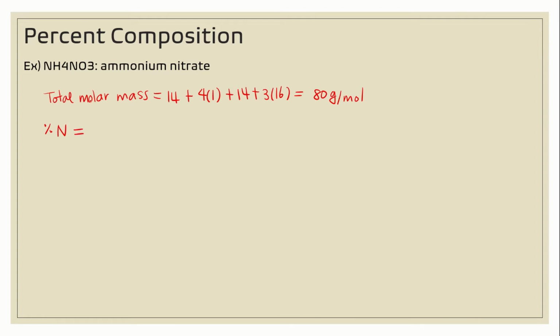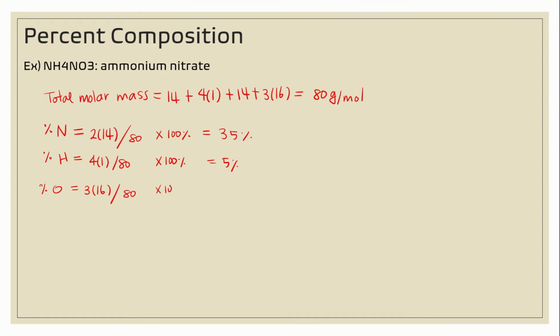So for nitrogen, there are 2 nitrogens, so 2 times 14 divided by the total molar mass, which was 80, times 100%, which you get 35%. And for hydrogen, there are 4 hydrogen times 100%, which you get 5%. And lastly, for oxygen, there are 3 oxygens divided by 80 times 100%, which you get 40%.